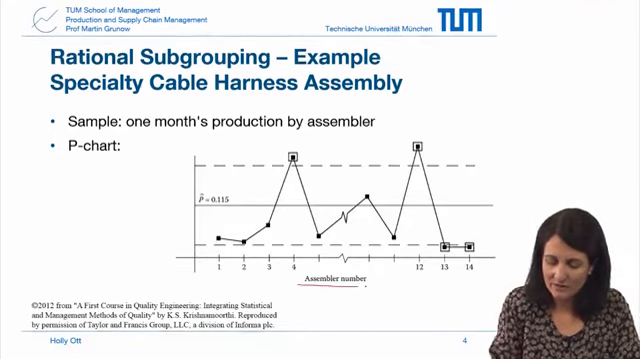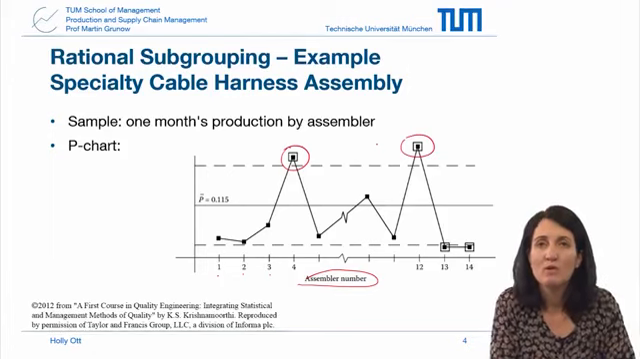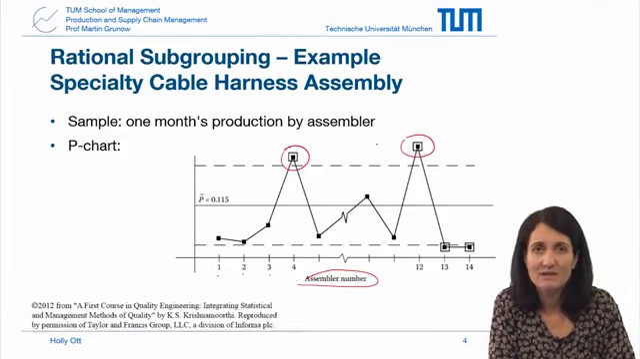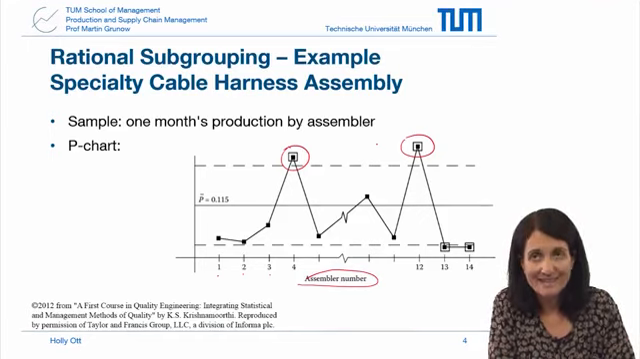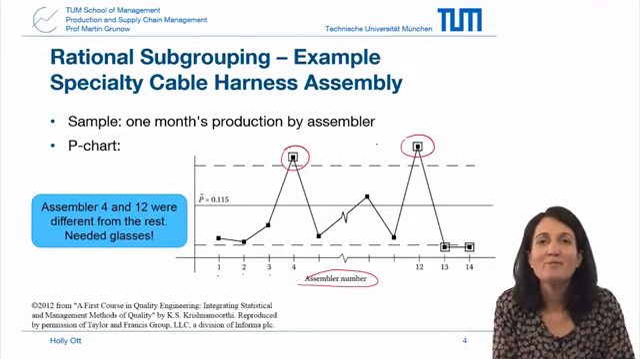Here you have the different number of assemblers. You have assembler 1, assembler 2, assembler 3, and you can see that assembler 4 and assembler 12 are very different from the rest. They have clearly more defects than the others. And on further investigation, it was found that both assemblers had very poor eyesight and needed glasses. The company provided free testing and free glasses.